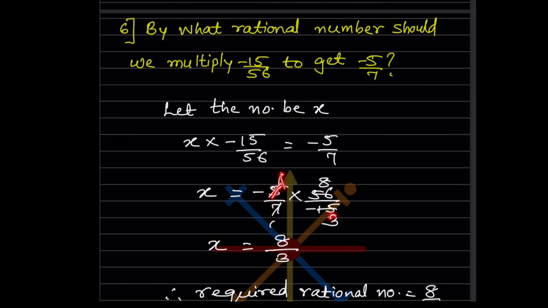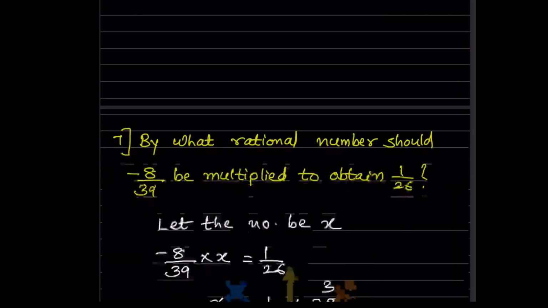So 5 ones are 5, 5 threes are, 7 ones are 7, 7 eights are 56. Minus divided by minus, that is going to be plus. So what remains here is 8 by 3. So the answer is 8 by 3. So the required rational number is 8 by 3.